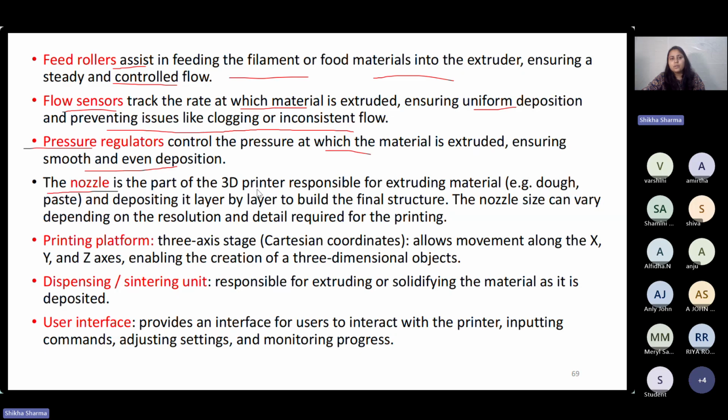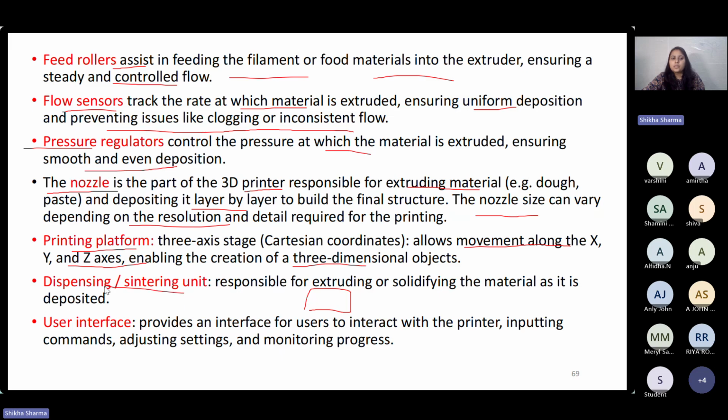The nozzle is the part of the 3D printer responsible for extruding the materials and depositing them layer by layer to build the final structure. The nozzle size can vary depending on the resolution and details required for the printing. Then the printing platform is there, which is a 3-axis stage with Cartesian coordinates, aligning the movement along the x, y, and z axes, enabling the creation of 3D objects.